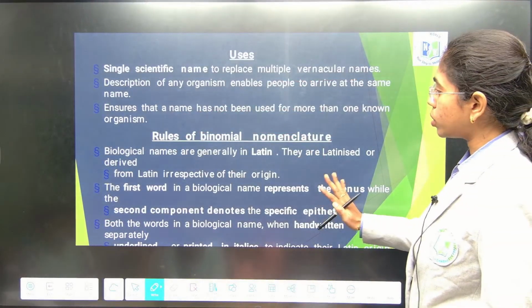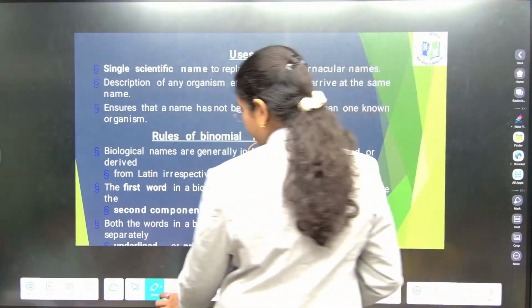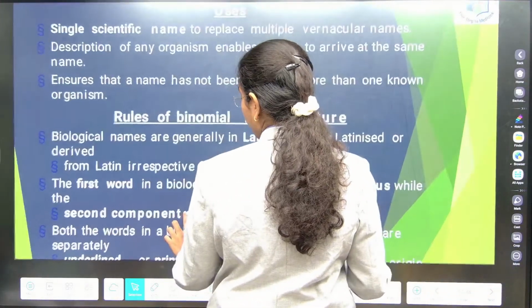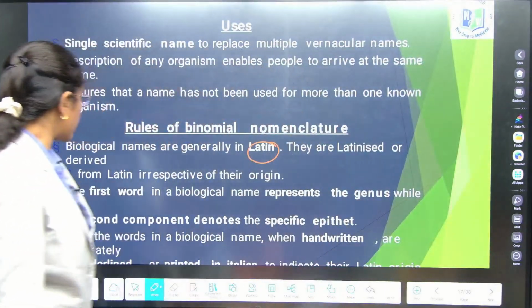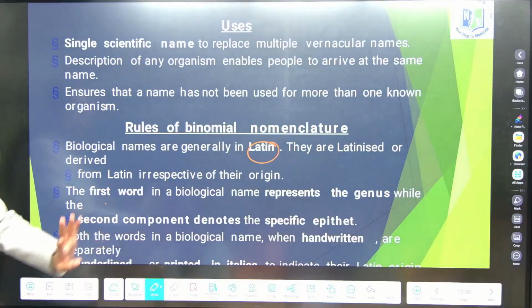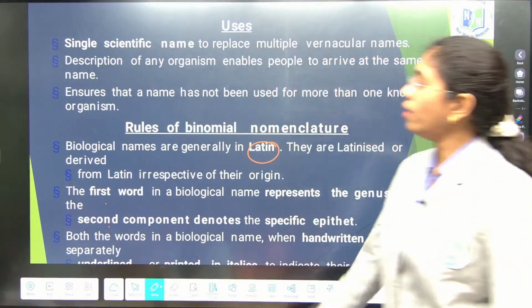These are the rules mainly. They are generally in what form? Latin. They are derived from Latin. So we have to print it in italics to denote their Latin origin. First word, you know, is the genus, second is the specific epithet. Printing and written forms you have understood.